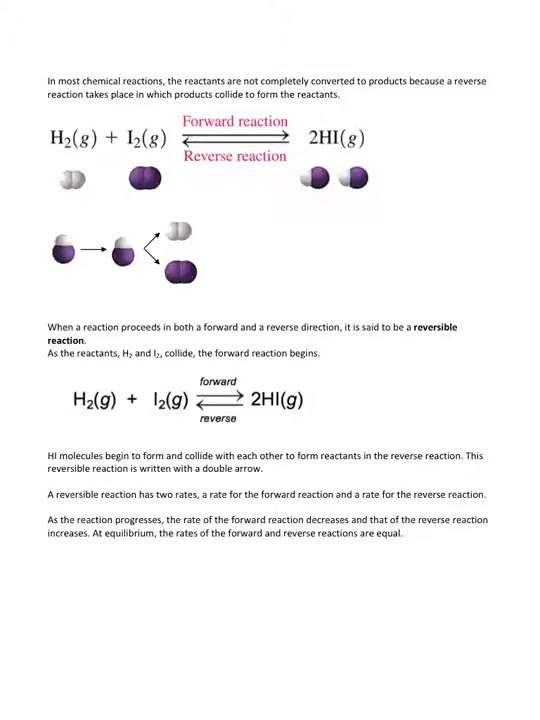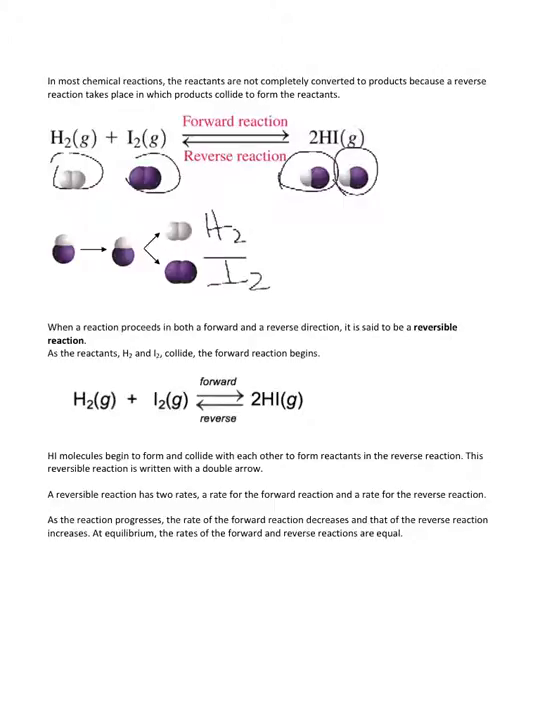So in most chemical reactions, the reactants are not completely converted to products because when you build up enough product, a reverse reaction can take place in which products collide to form the reactants. So say we start out with H2 and I2, and these guys collide in the right direction, right? And they start making this, HI. Okay, as time goes on and more HI builds up, you run into the likelihood that two HI are going to hit each other in the correct orientation and with enough energy that they form an H2 and an I2.